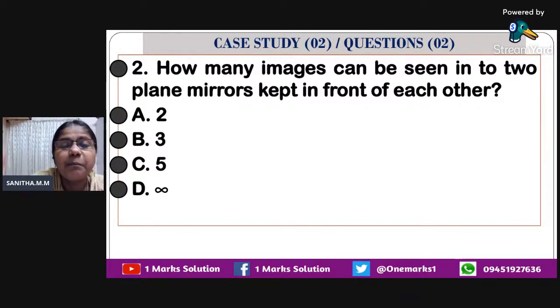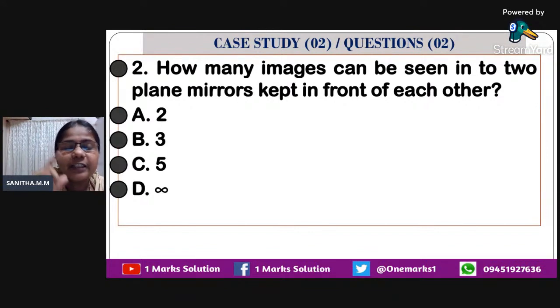Yes, the number of images. One formula is also there, theta by 360 minus 1, like that, but you don't need to study this formula now. You'll be studying it at the plus 2 level. So here, what will be the answer? The number of images. I told you that we can't count the images, so we can say it is infinite.